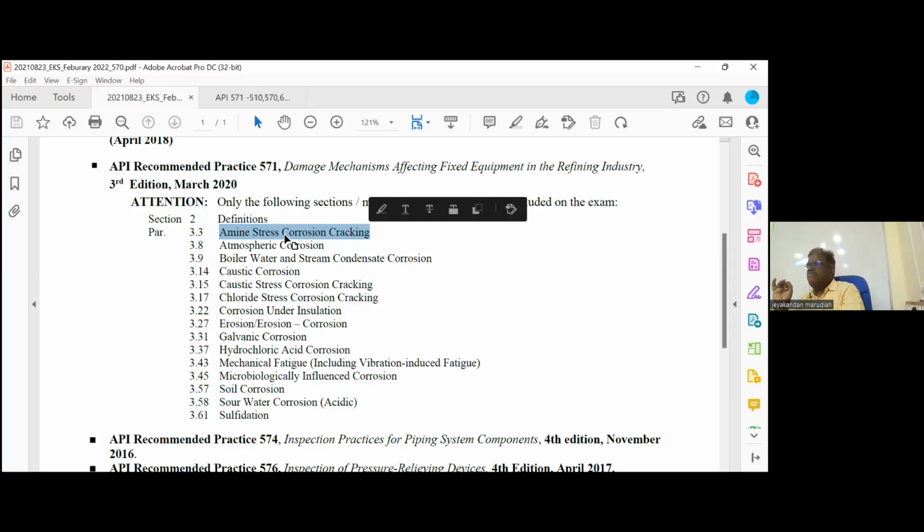MT: surface and subsurface defects in ferromagnetic material. All materials, it will not detect. RT: internal flaws, but preferably volumetric flaws.